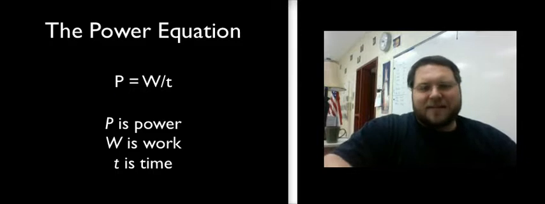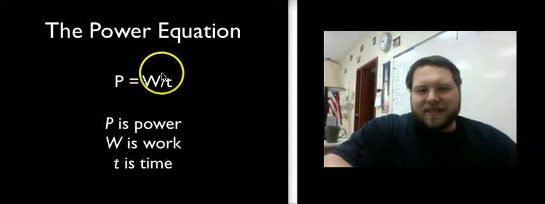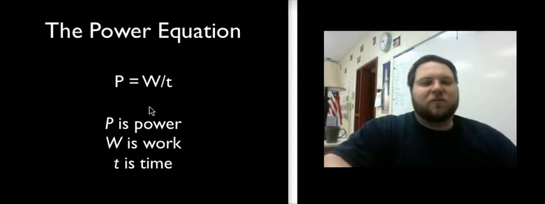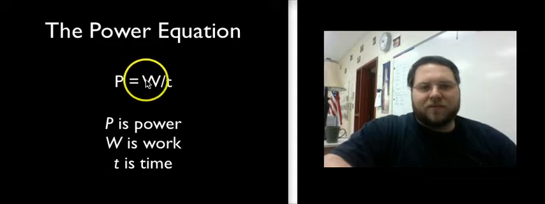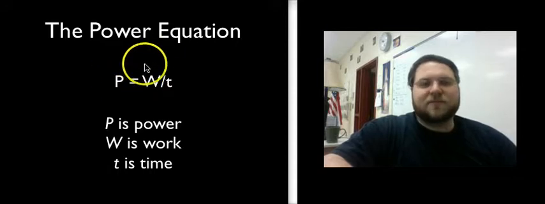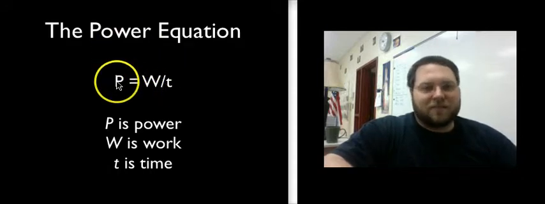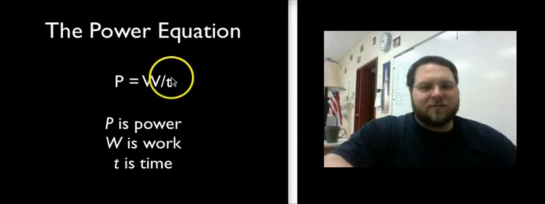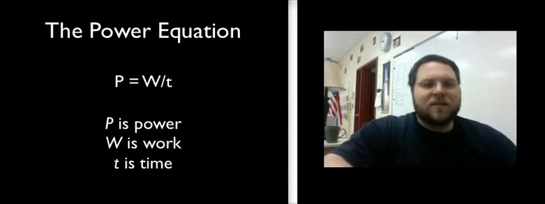Now, remember where I said this will get confusing? Notice that the W in the equation stands for work. So power equals work divided by time. These are the symbols that represent the different quantities. P represents power, W represents work, T represents time.